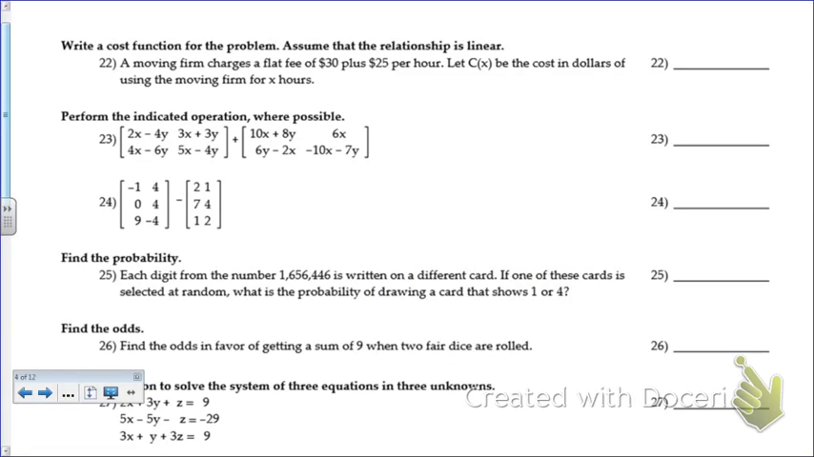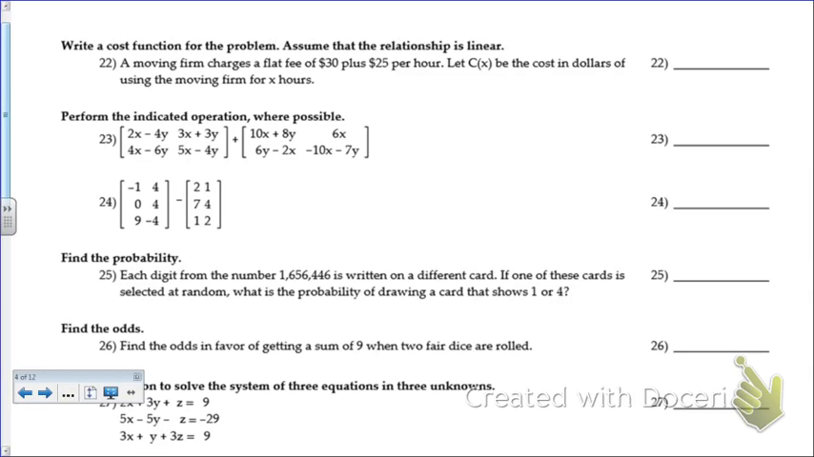Alright, number 22. We're going to write a cost function for the problem, and it says assume the relationship is linear. So we're making a linear function. A moving firm charges a flat fee of $30 plus $25 per hour. Let C of X be the cost in dollars of the moving firm for X hours.